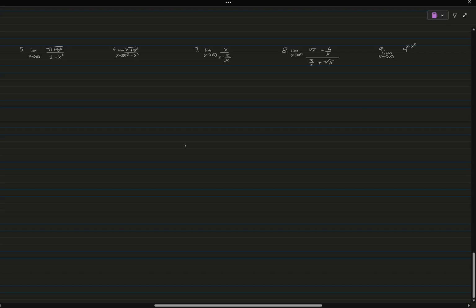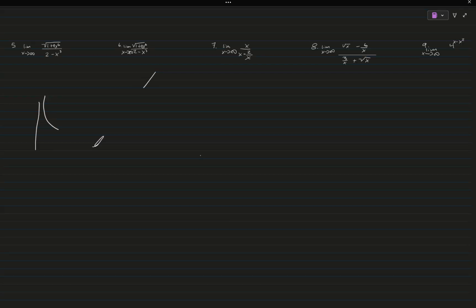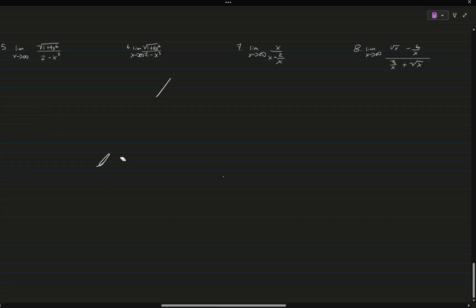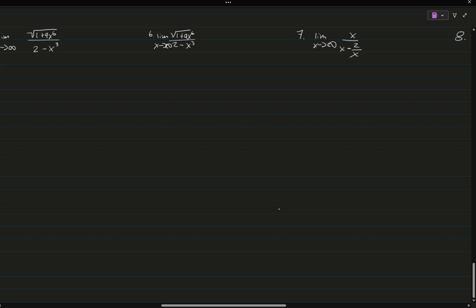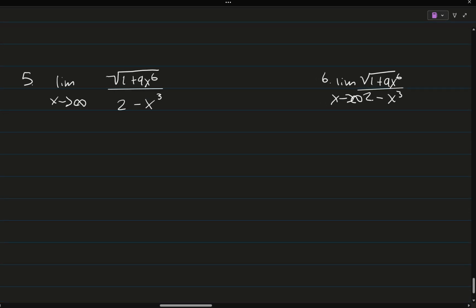And I'll be trying to solve questions number 5 through 9. For number 5, we have the limit as x approaches positive infinity of the square root of 1 plus 9x to the power of 6 over 2 minus x to the power of 3.